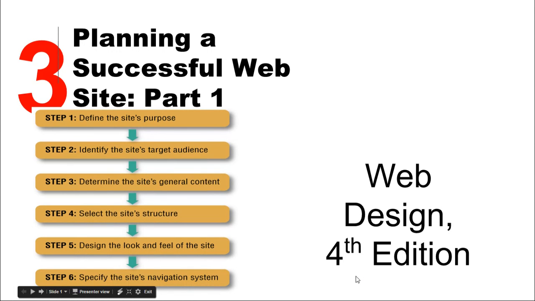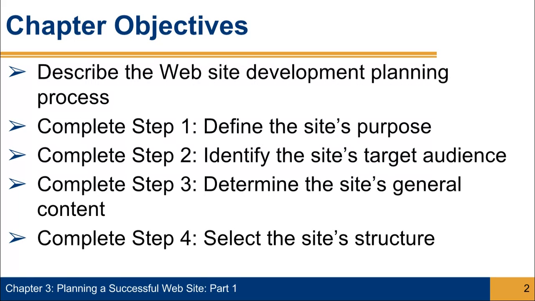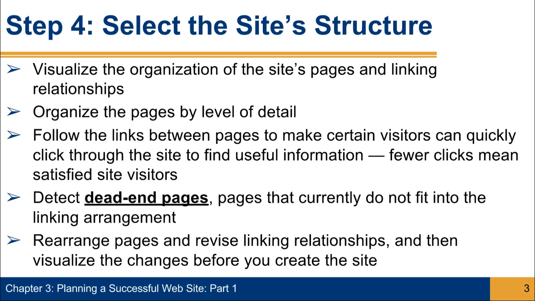This next portion of Chapter 3 will conclude our chapter and is the fourth of the 6 steps of the design process. The fourth step is all about selecting the site structure. But before we get into the various options you have, let's go through a few things.